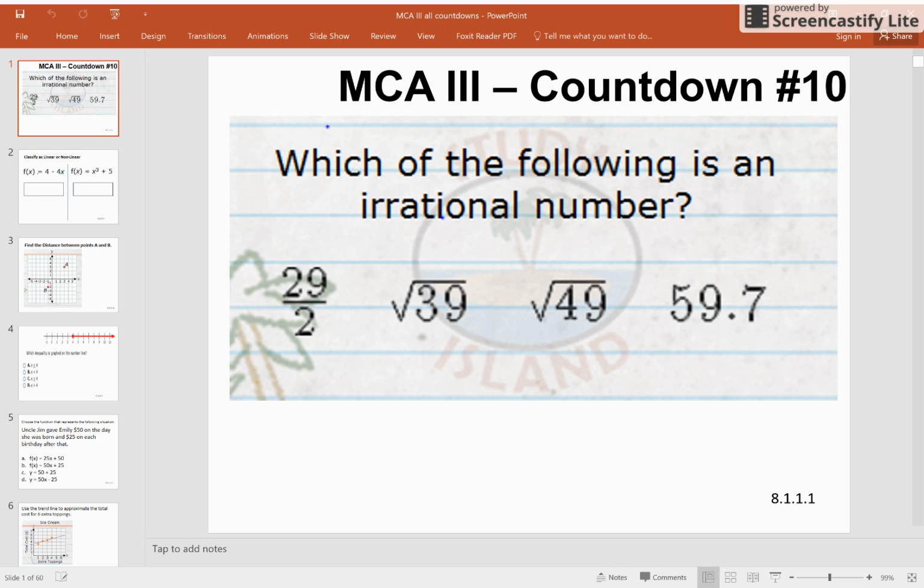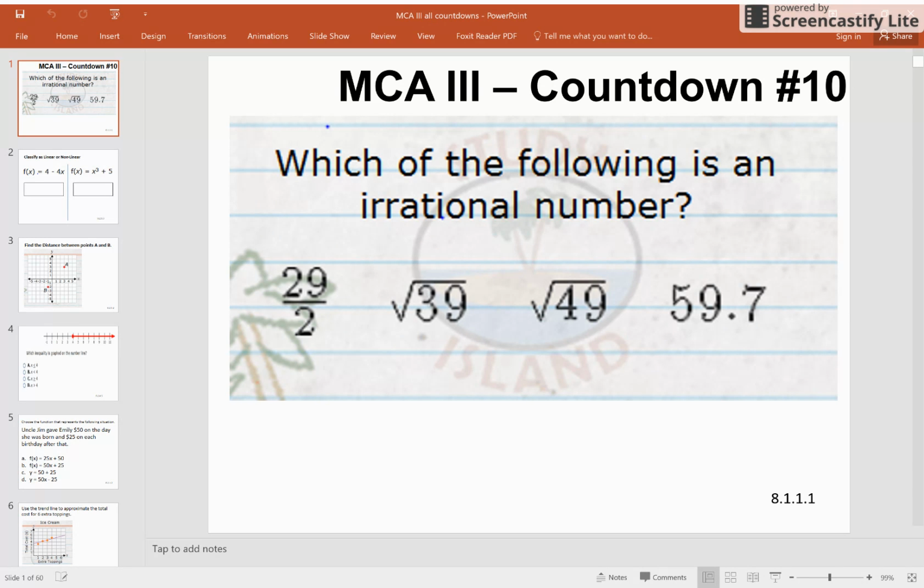Next one, which is graphed on the number line. I see this is filled in, so it's for sure not going to be B or D. Now I'm just checking, is this greater than 4 or less than 4? It appears to be greater than 4, so it is for sure going to be C.